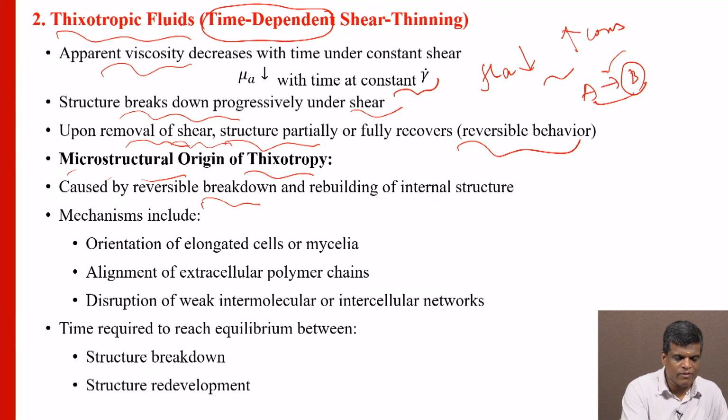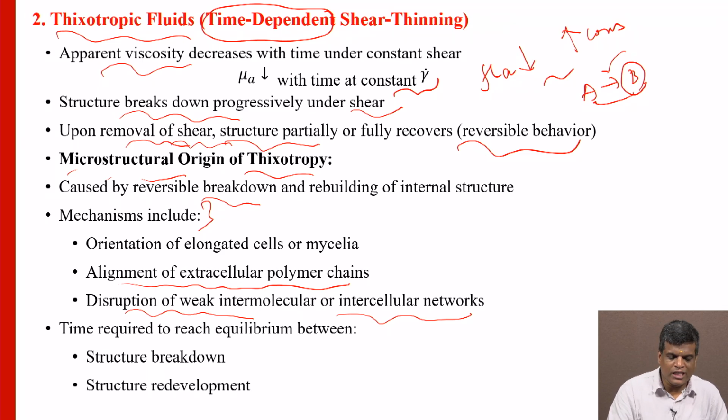Then what are the mechanisms included here? The orientation of elongated cells or mycelia. Then the alignment of extracellular polymer chains, that is another mechanism here. Then the disruption of weak intermolecular or intracellular networks.